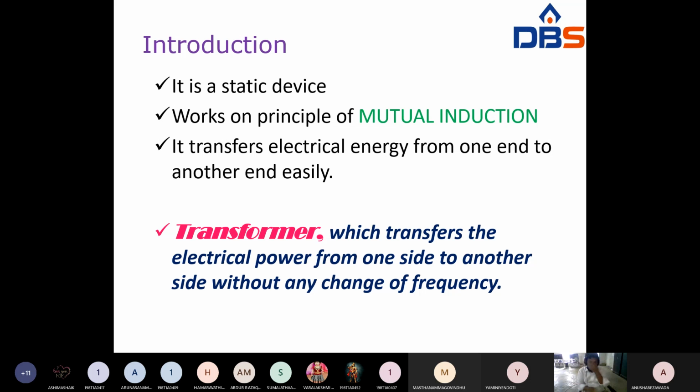Look at the slide. A transformer is a static device. It works on the principle of mutual induction. Sometimes they ask to define transformer and give the principle of operation for 2 marks. For 2 marks, we don't need to explain the whole operation. Just say a transformer is a static device which transfers power or energy from one circuit to another circuit without change in frequency. If we want to write extra, with change in voltage and current.